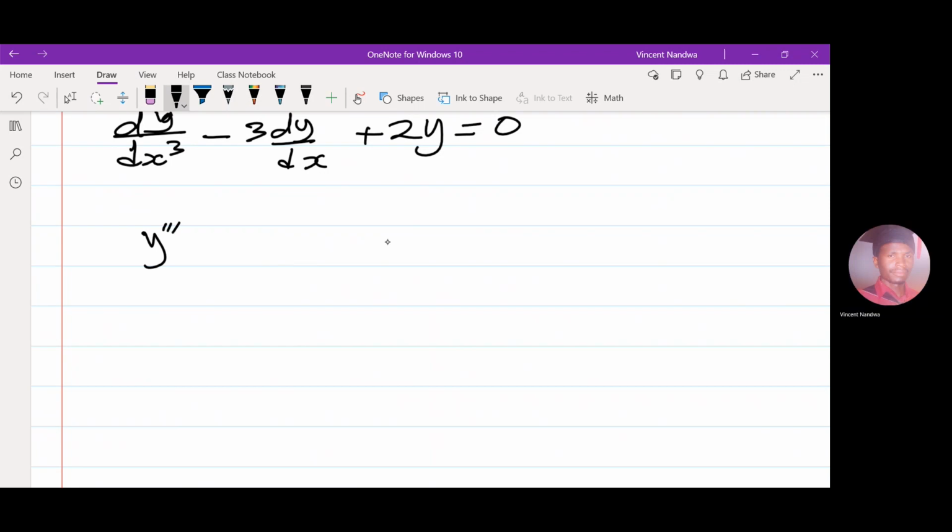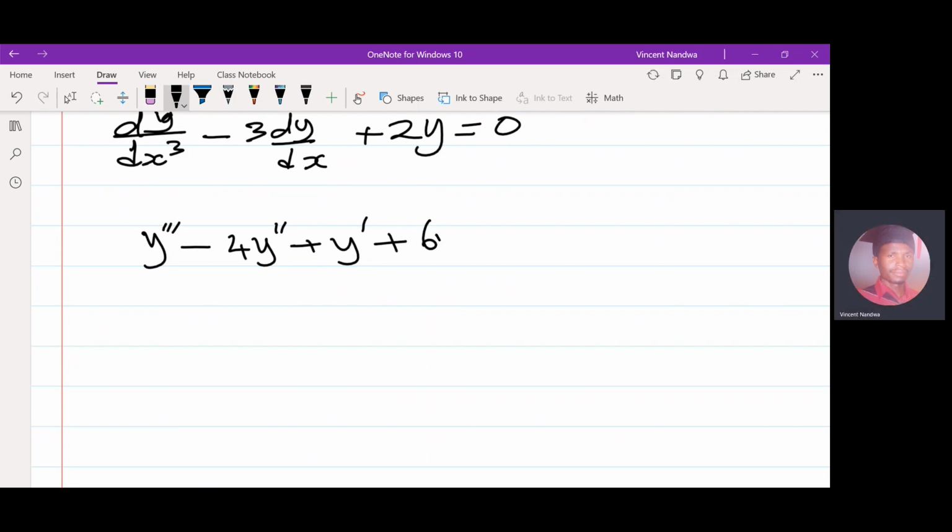Y triple prime, y double prime, and then, and then, plus 6y equals to 0. Okay.